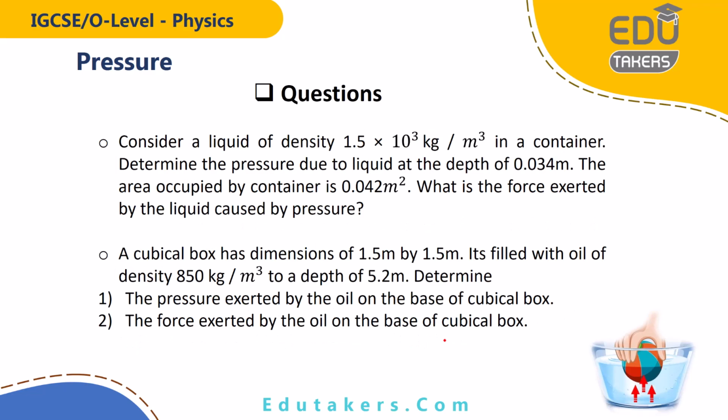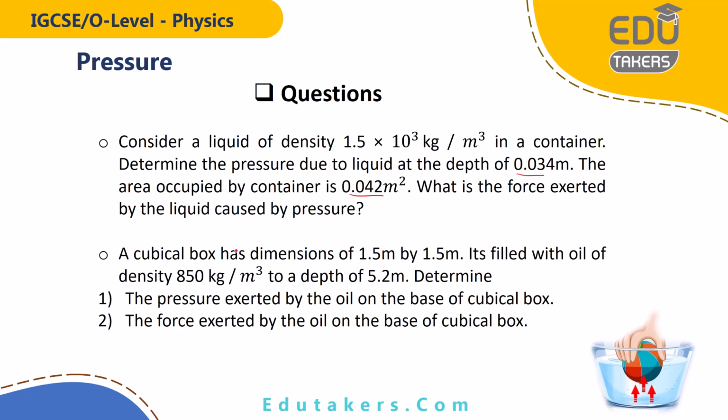Consider a liquid of density 1.5 times 10 to the power 3 kg per meter cube in a container. Determine the pressure due to the liquid at the depth of 0.034 meter. The area occupied by the container is 0.042 meters square. What is the force exerted by the liquid caused by pressure? So first of all, you have to find out the pressure due to the liquid. And secondly, you also have to calculate the force exerted by the liquid which is caused by the pressure.